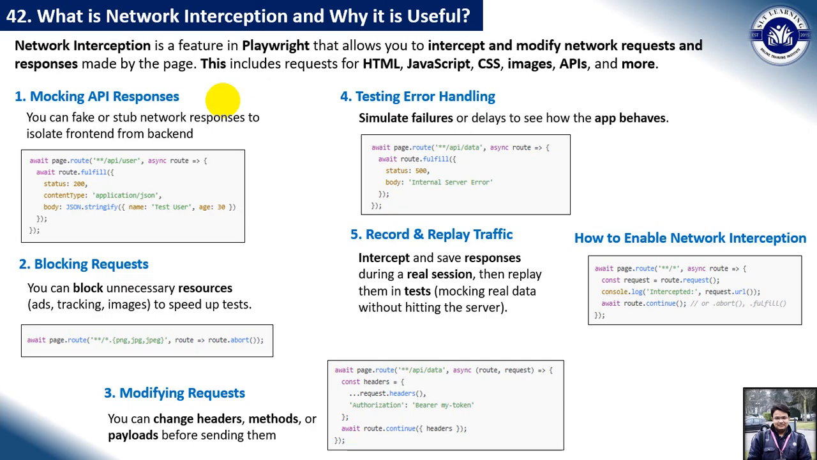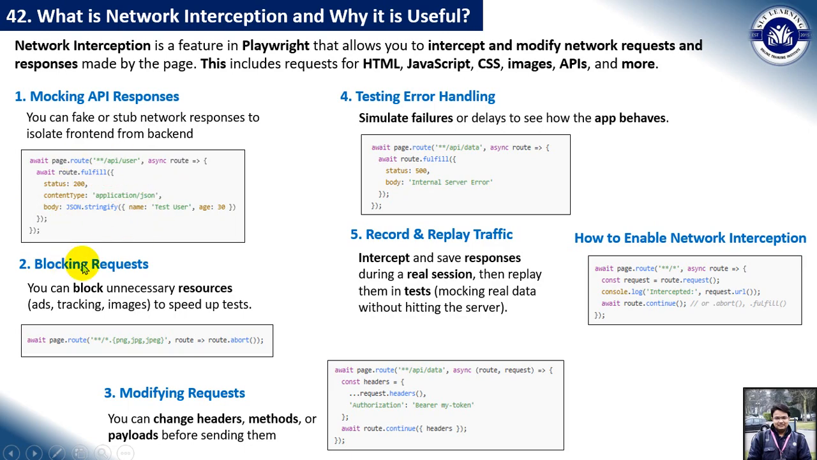The first use is mocking the API response. When you receive your API response, mocking means how you can modify it and how you can represent that information. You can use it this way: content type application/json, status, and this is the response body. This will come as part of this particular API response. So you can modify and mock the API response.